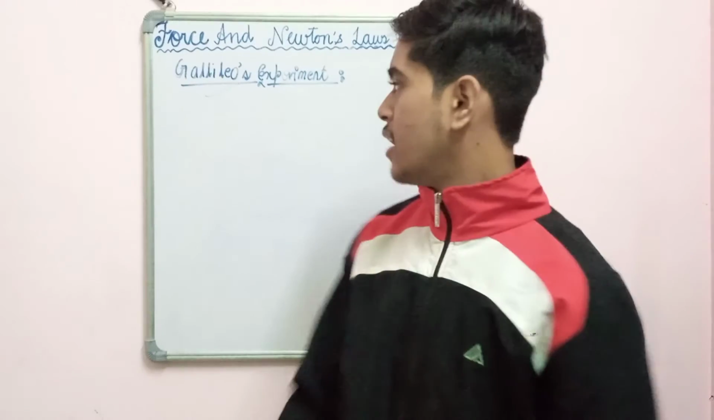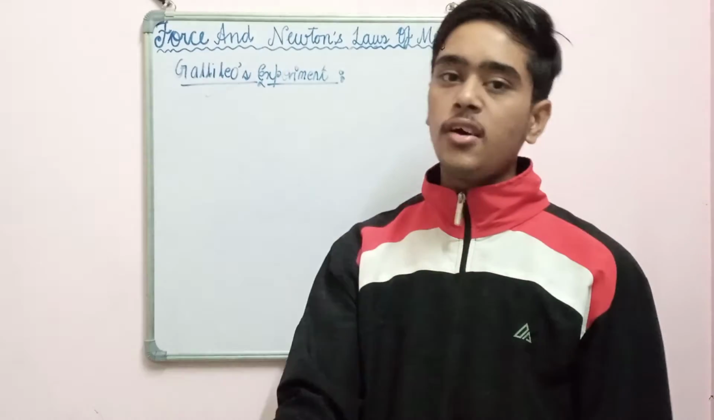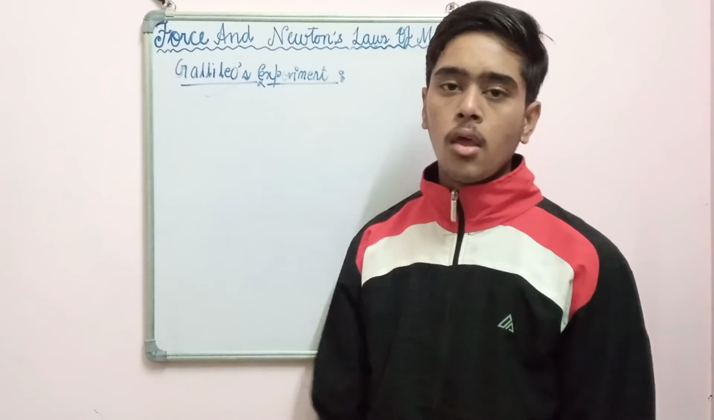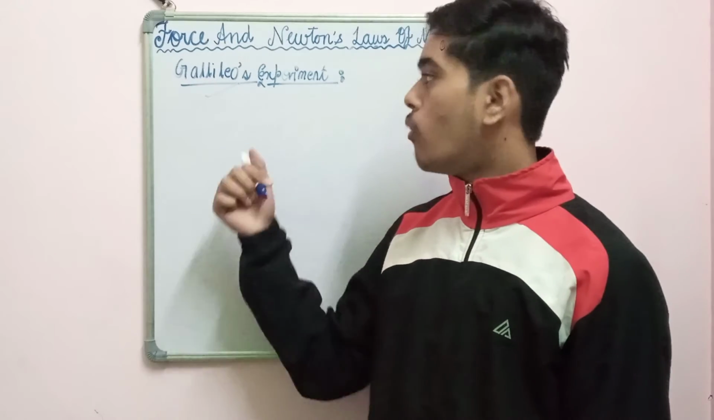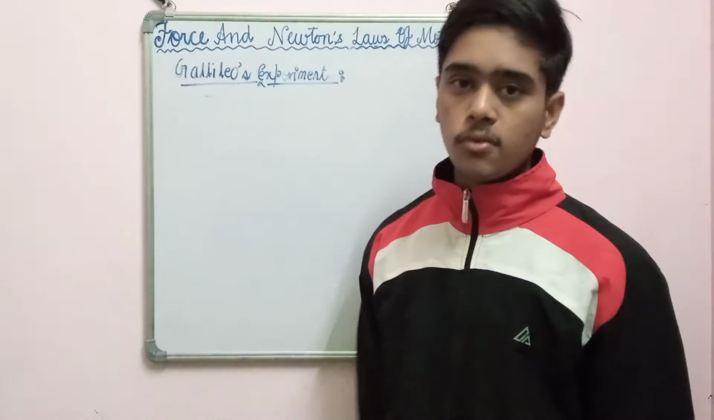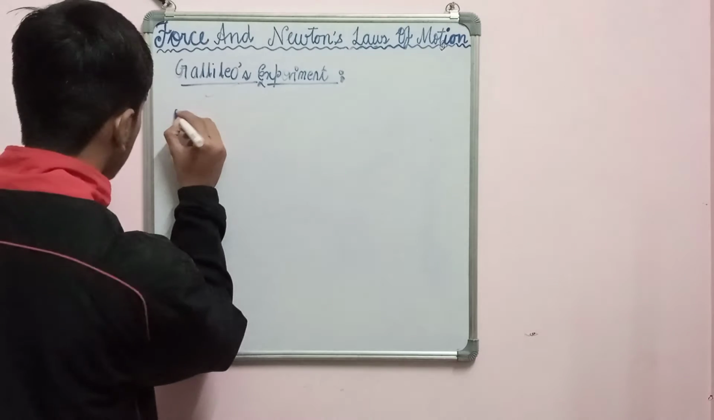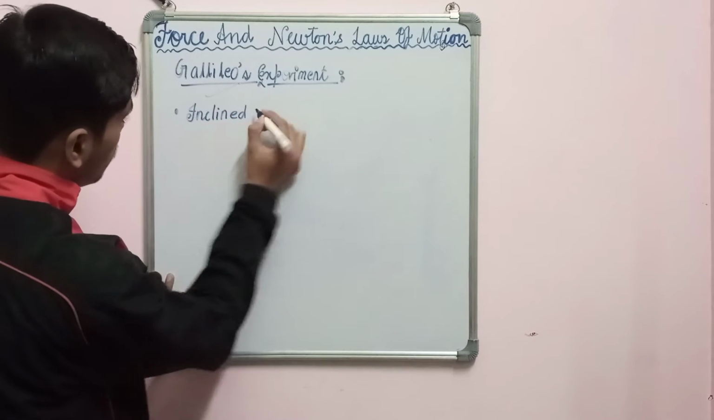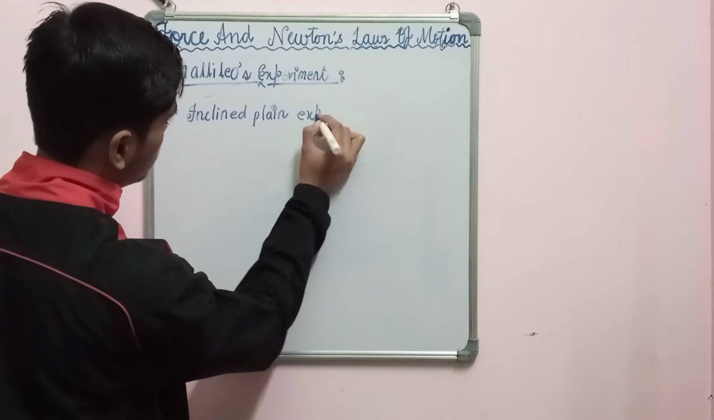Galileo Galilei. He was an Italian scientist. Aristotle was proved wrong by Galileo 1900 years later. What did Galileo do? What did Galileo do that proved Aristotle wrong? He conducted an experiment, and that experiment is called the inclined plane experiment. Okay.